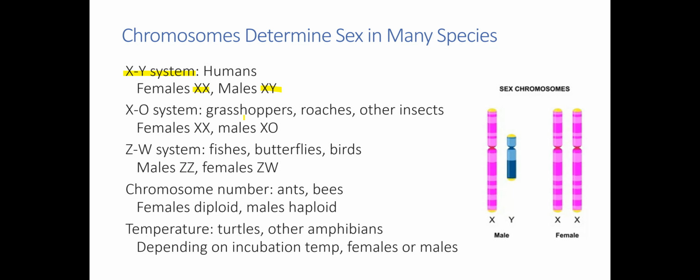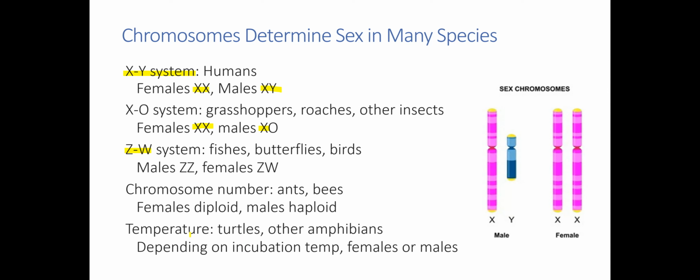But I do want you to see that not all animals and not all organisms have the same thing. For a lot of insects, an XX would be a female, but just a single X would be a male. Some animals have this ZW system, where males are two Z's and females are ZW. For some, there's a difference in the number of chromosome sets.